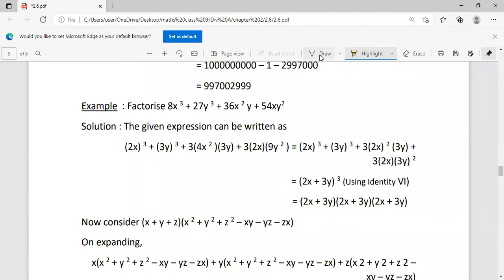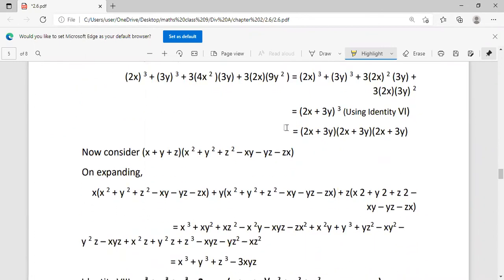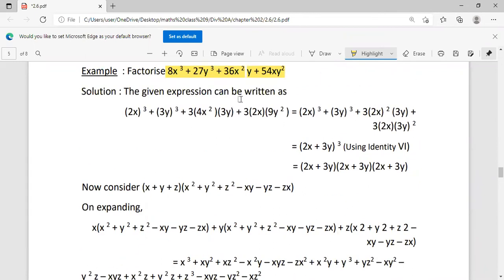And another polynomial is also given to you. You have to factorize it. 8x cube plus 27y cube plus 36x squared y plus 54xy squared. Here it has 4 terms, but the x cube is there also, so there may be some confusion. That's why we are doing it like this.